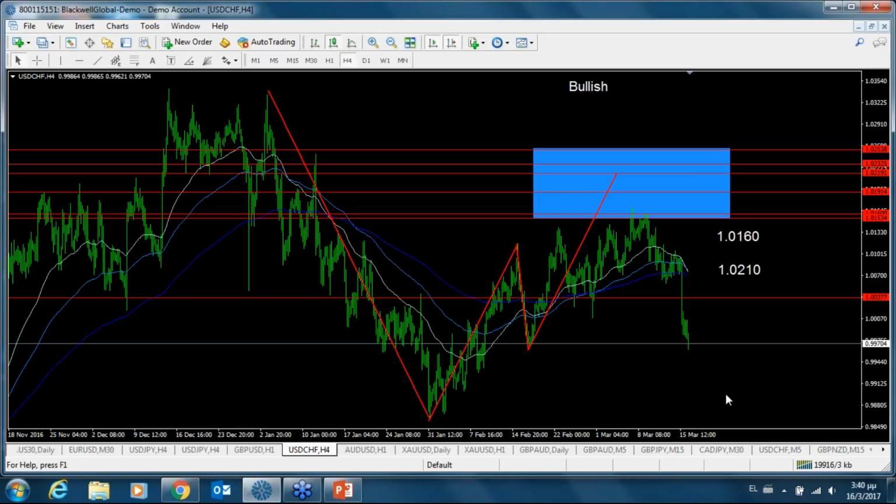So here, for example, with the USD versus the CHF, it is still in the ranks of the highest, most bullish currency at this moment of time as of today.